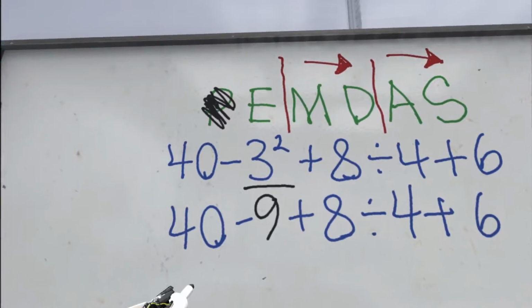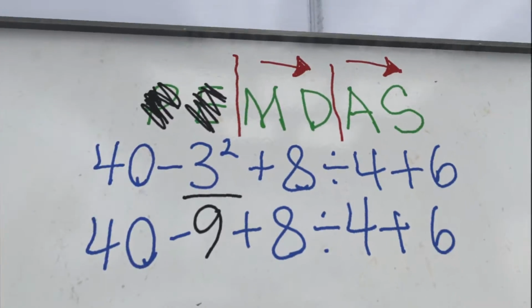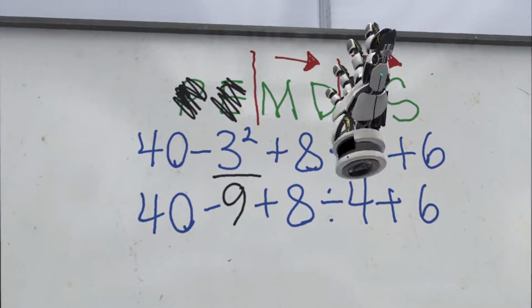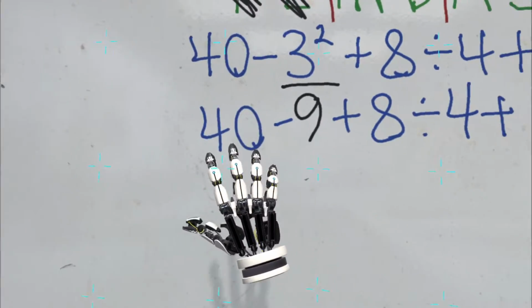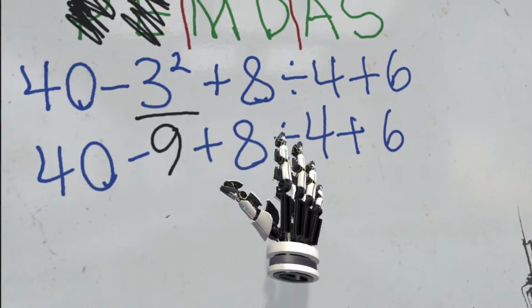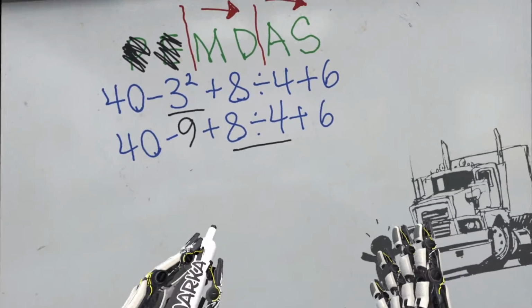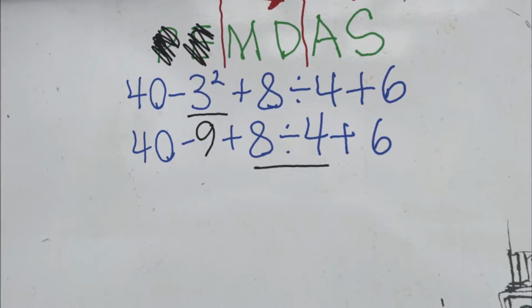Oh, yes. Done with exponents, I scratched that off. Now I'm going to worry about either multiplying or dividing, whichever comes first. So, remember, left to right. So right here, division, subtraction, addition, boom. Division. Now let's look back right here. You always worry about dividing first, all right?